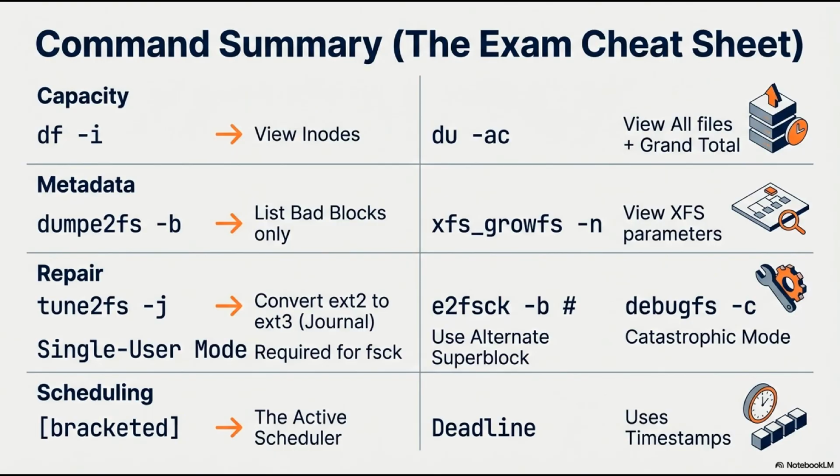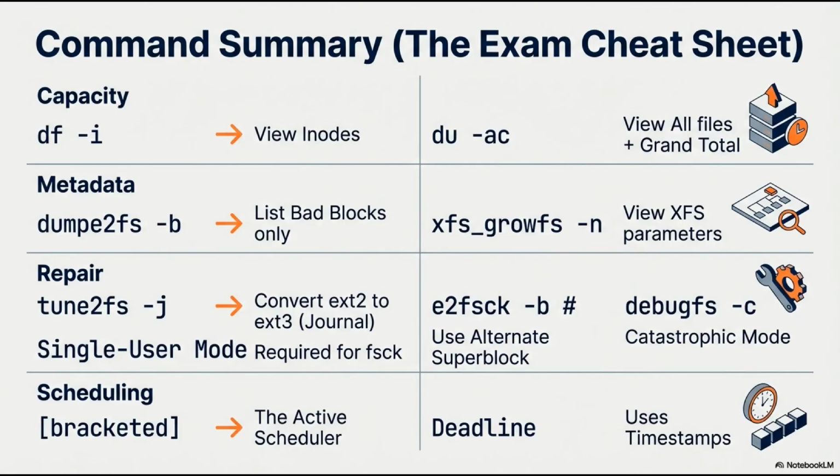Capacity. du -a shows all files, not just directories, and gives you a grand total at the end. Integrity. dumpe2fs -b lists only the blocks that are marked as physically bad. Repair. tune2fs -j adds a journal, converting an ext2 to ext3 file system on the fly. Repair. e2fsck -b uses a backup superblock to restore a corrupted partition map.